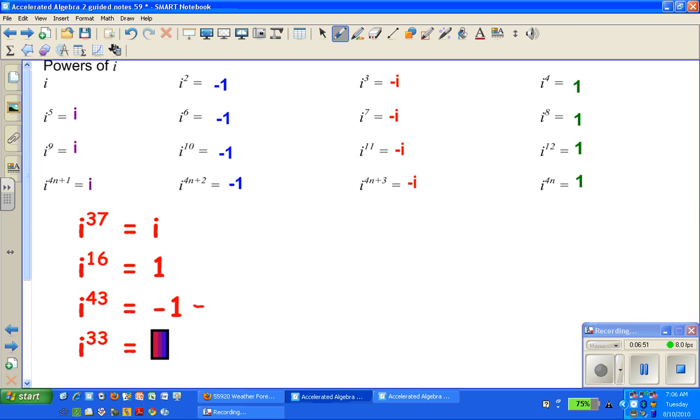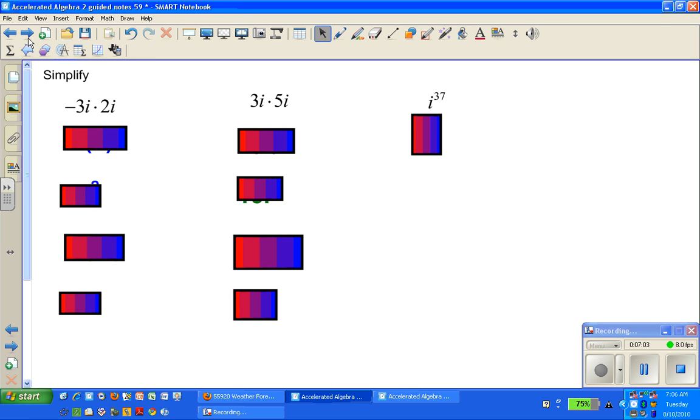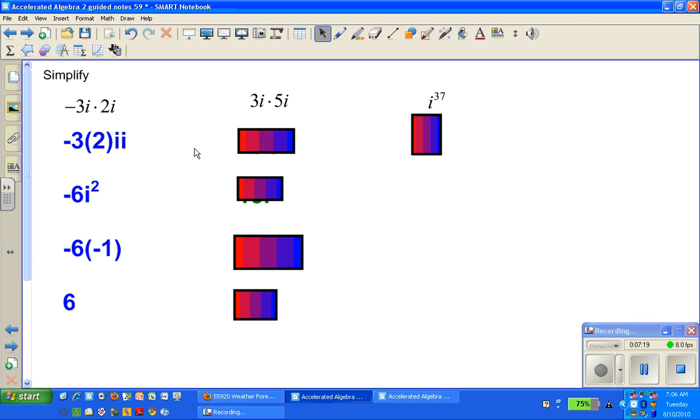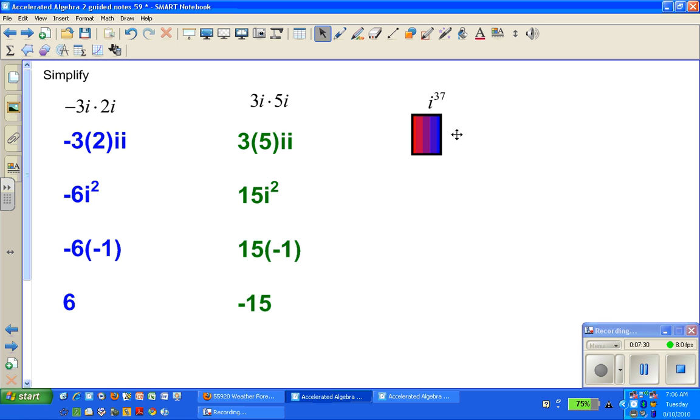And so, we look at the next one here. We end up now looking at this. This is 1 more than a multiple of 4, and so we get i. Well, we're going to just multiply the numbers. Negative 3 times 2 is negative 6. Your i times i is i squared. You know i squared is negative 1. Negative 1 times negative 6 is 6. Same idea here. Multiply your numbers. Multiply your i's. i squared is negative 1. 15 times negative 1 is negative 15.